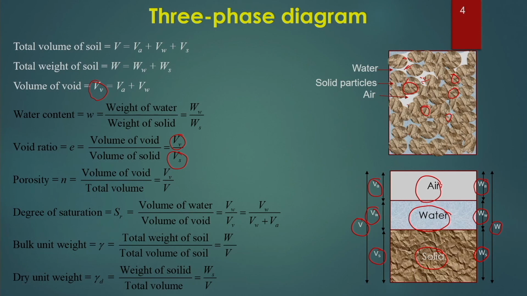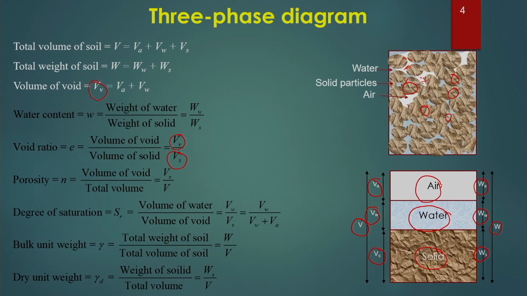Next is the porosity. Porosity is defined as the ratio between the volume of void to the total volume of the soil, so Vv by V. Porosity again is a value which is more than 0.